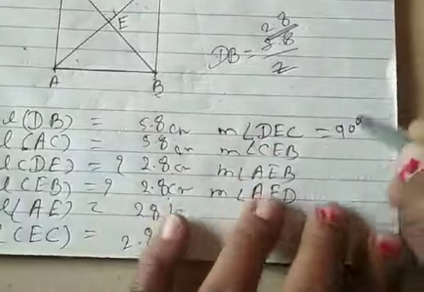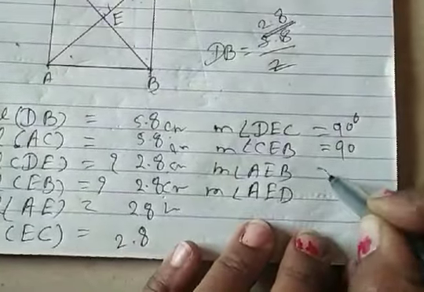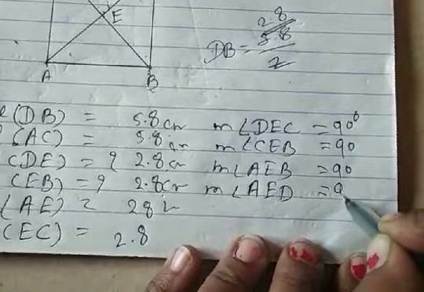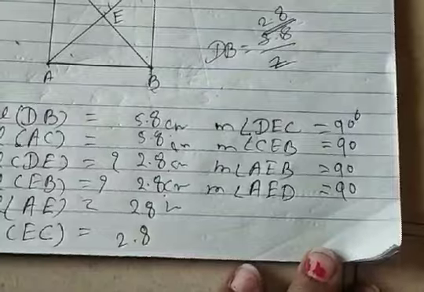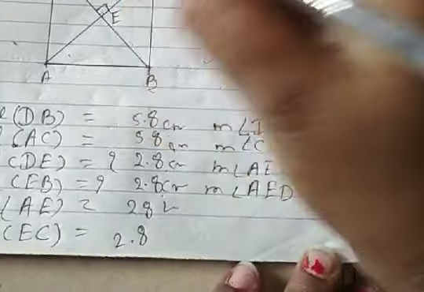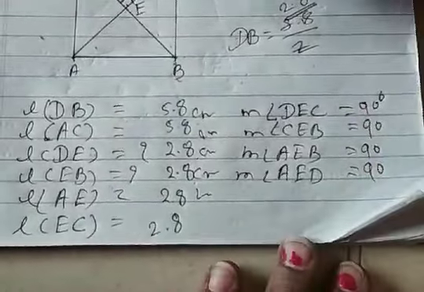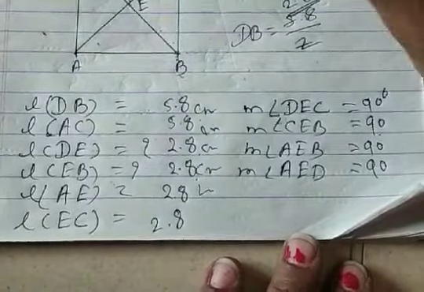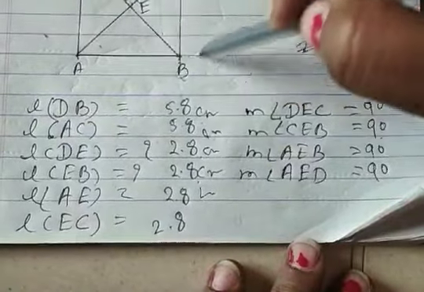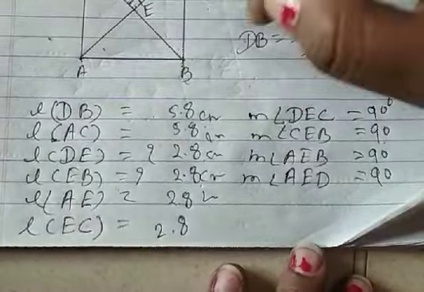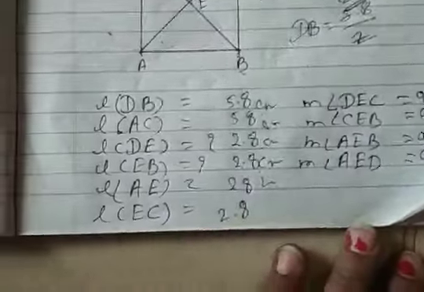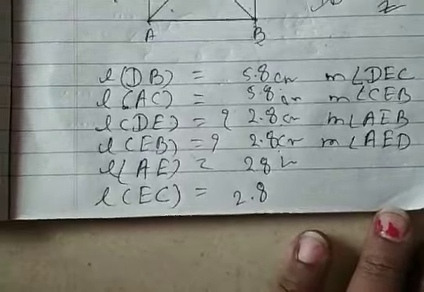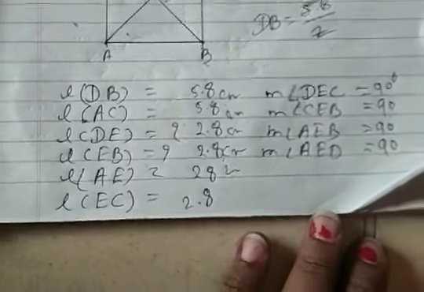Meaning all angles are 90 degrees, and from this which property do we understand? The diagonals of a square are perpendicular bisectors of each other. So first we know the property that all sides of a square are congruent to each other, diagonals are also congruent to each other. Then diagonals bisect each other. Not only bisect, they are perpendicular bisectors of each other.